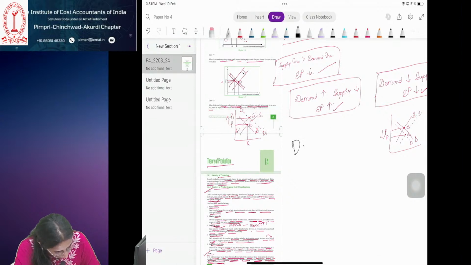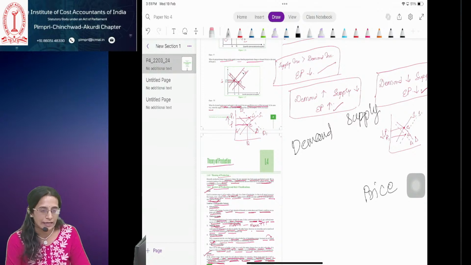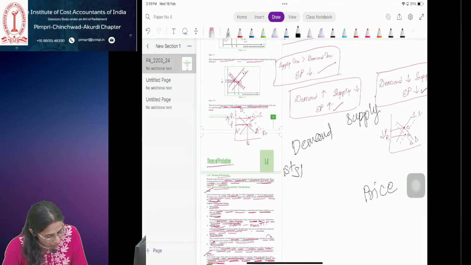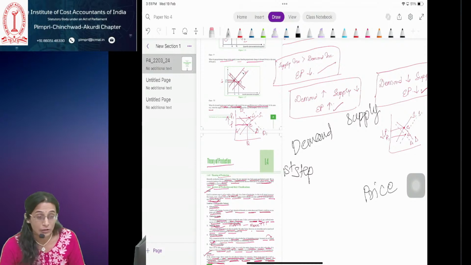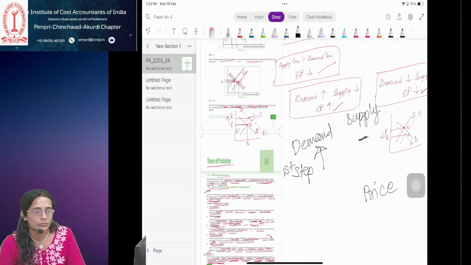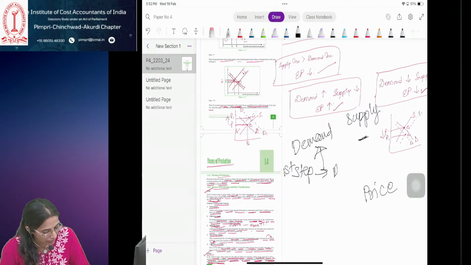See, if there were changes in demand and supply factors, what impact will it lead to on the price? In the last lecture we were discussing that. So what I told you is that the first step is to determine which is more, demand or supply. Recall, if demand increases but supply remains constant, what is more? Demand is more, right? So first step, demand is more.